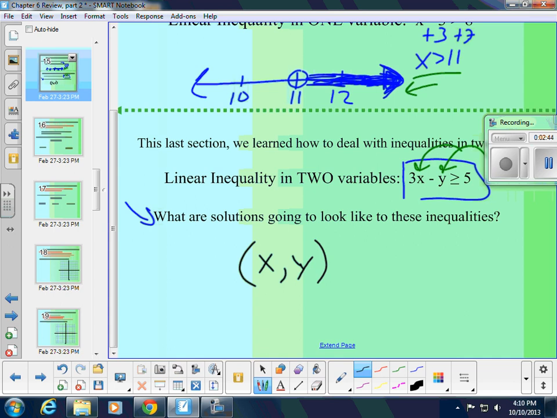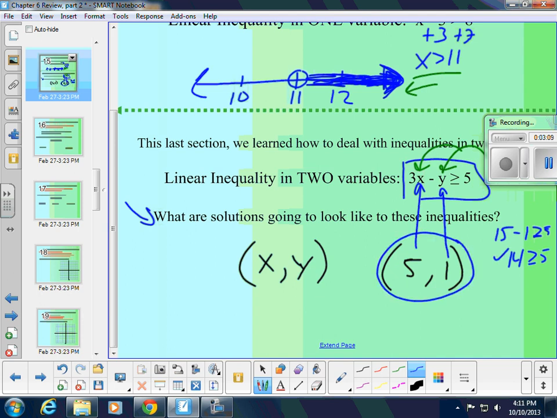So maybe for an example, let's say I pick the ordered pair 5, 1. Well, if I put 5, 1 into this example I got up here, if I put 5 in, 3 times 5 gives me 15. If I put 1 in for y, it'd just be minus 1. Is that greater than or equal to 5? Yes, it is. 14 is greater than or equal to 5. So yeah, this point would be a solution. But as you're seeing, I could pick out 6, 1. I could pick out 7, 1. There's a lot of different numbers I could pick out.